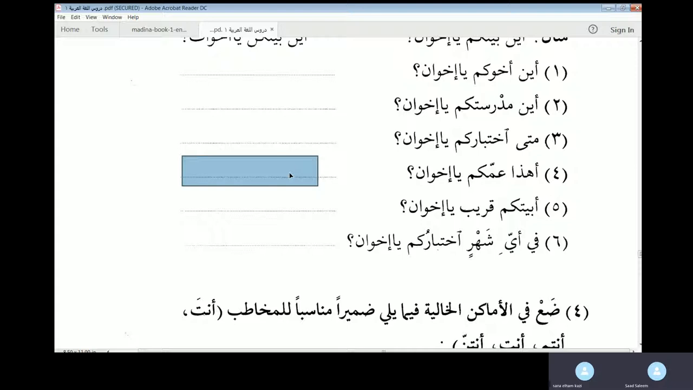Haza ammukum. Haza ammukunna ya akhawatu. Haza, because uncle is a masculine word.